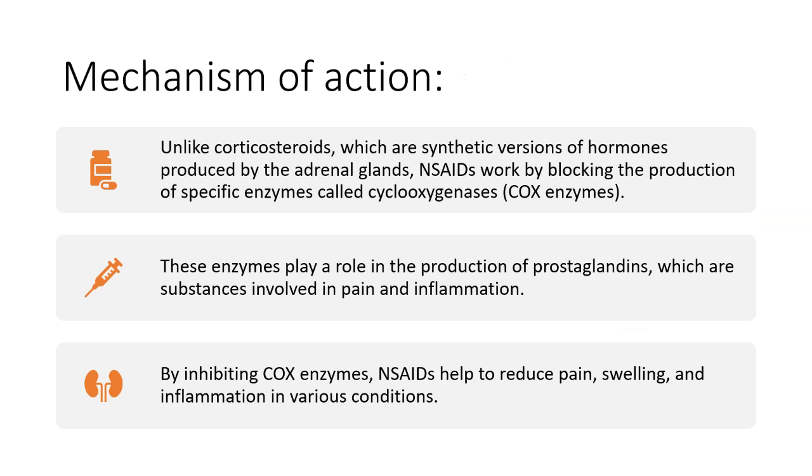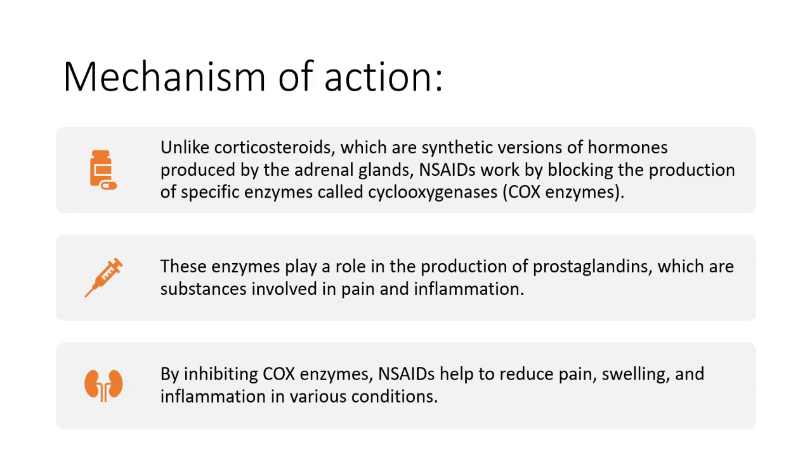In this slide, we will delve into the mechanism of action of NSAIDs, explaining how they work to alleviate pain and reduce inflammation. Unlike corticosteroids, which are synthetic versions of hormones produced by the adrenal glands, NSAIDs operate through a different pathway. NSAIDs work by blocking the production of specific enzymes known as cyclooxygenases, or COX enzymes. COX enzymes play a crucial role in the production of prostaglandins. Prostaglandins are lipid compounds that are involved in various physiological processes, including the mediation of pain, inflammation, and fever.